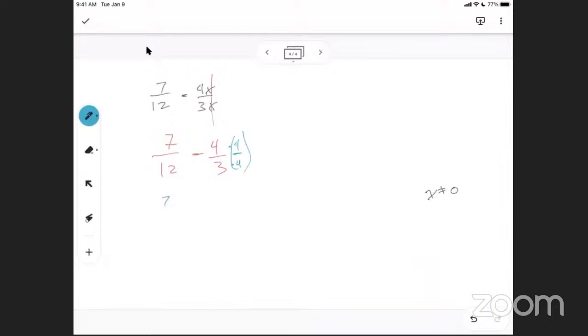So what I have is 7/12 minus 16/12. And now I can combine them. So it's 7 minus 16. I can combine them because now they have the same denominator. And what's 7 minus 16? -9. And now can I simplify it even more? Yeah, -3/4. That's it.